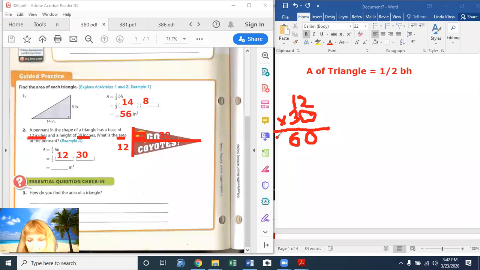There we go, 3. So now we are not quite done, because if you remember, this 1/2 has to be multiplied by the 12 times 30. So we did the 12 times 30. Now we have to multiply by 1/2. So we have 360, and I'm going to put that over 1 because we're dealing with fractions, times 1/2.